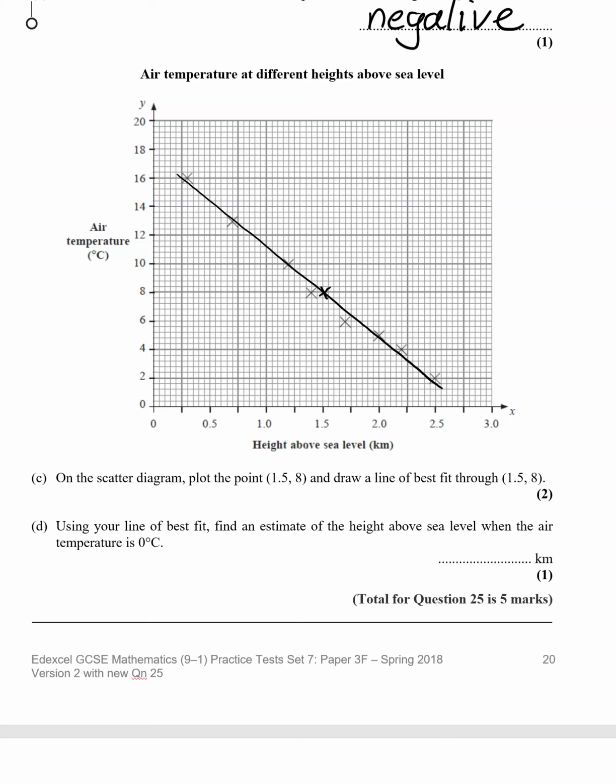Use your line of best fit to find an estimate of the height above sea level when the air temperature is 0. Oh, I didn't bring the line down far enough. Hopefully your line would come down here. So I think between 2.5 and 3, so we really should be looking at about 2.75. And actually there is a range on the mark scheme of 2.6 to 2.9. So our line's not too bad there.